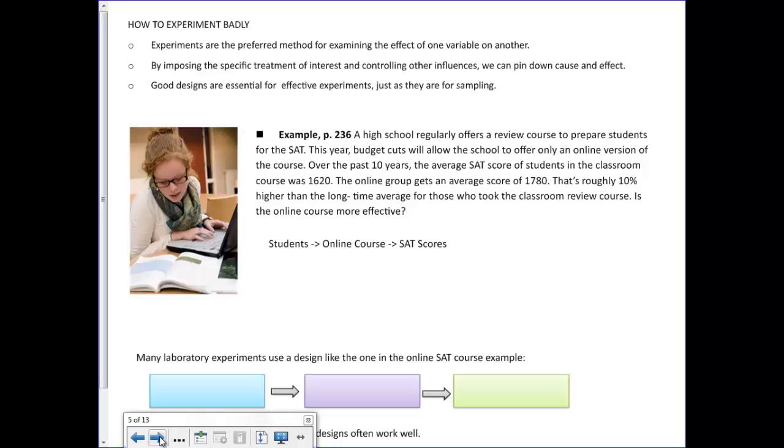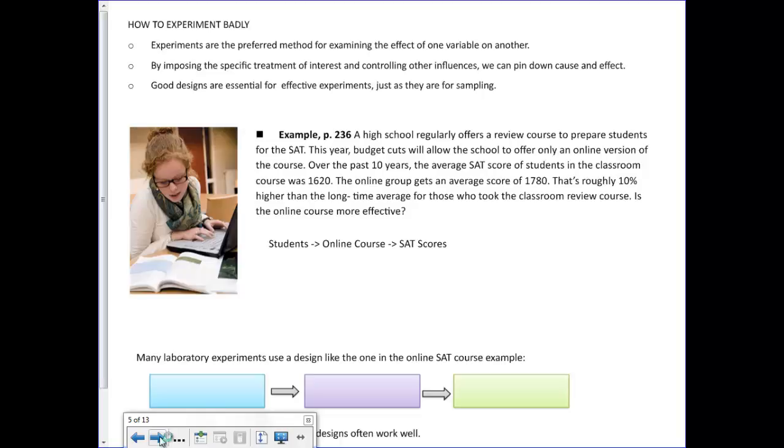So in sampling, we talked voluntary response and convenient samples give you a lot of bias, right? It's bad, but it's a way to do it. And this first one here is an example of what's not the most effective way to experiment, but you can do it, right? Here we have a high school that regularly offers a review course to prepare students for the SAT. This year, budget cuts will allow the school to offer only an online version of the course. Over the past 10 years, the average SAT score of students in the class was 1620. The online group gets an average score of 1780.